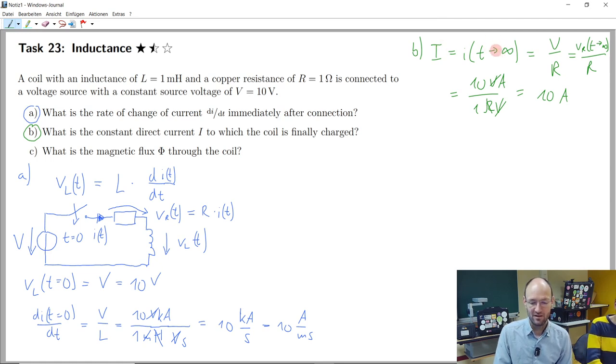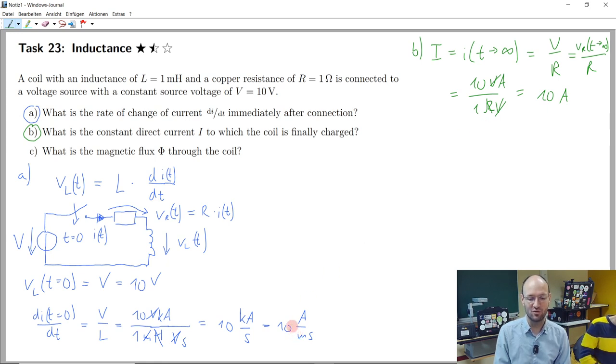And yeah, so the related question maybe is, how long is this time? How long would I need to wait until I get this 10 ampere almost? According to the rate of change, probably 1 millisecond. Yeah, something like this. So if we want to get to 10 ampere and we have a rate of change of 10 ampere per millisecond, then according to this, it should just take 1 millisecond.